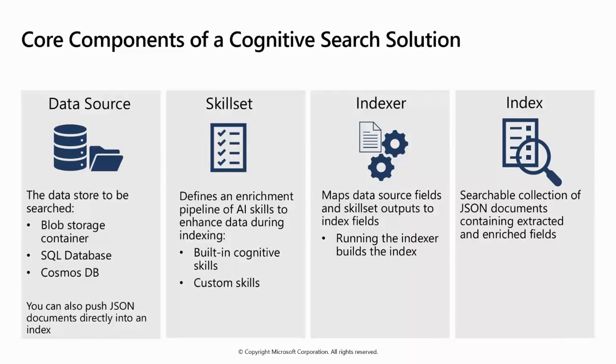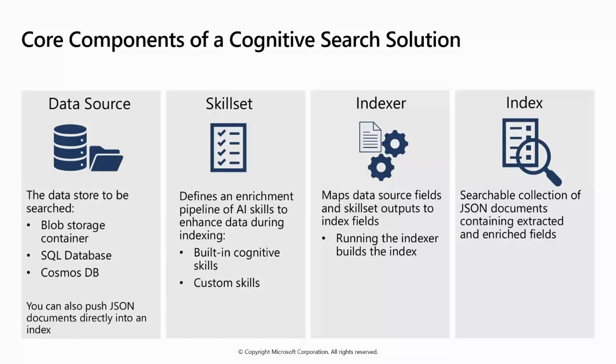First, the data source. Most search solutions start with the data you want to search. Azure Cognitive Search supports multiple types of data source, including unstructured files stored in an Azure Blob Storage container, tables in an Azure SQL database, or documents in Azure Cosmos DB. Azure Cognitive Search can index data from several data sources, and applications can also submit JSON data directly into an index rather than retrieving it from an existing data store.